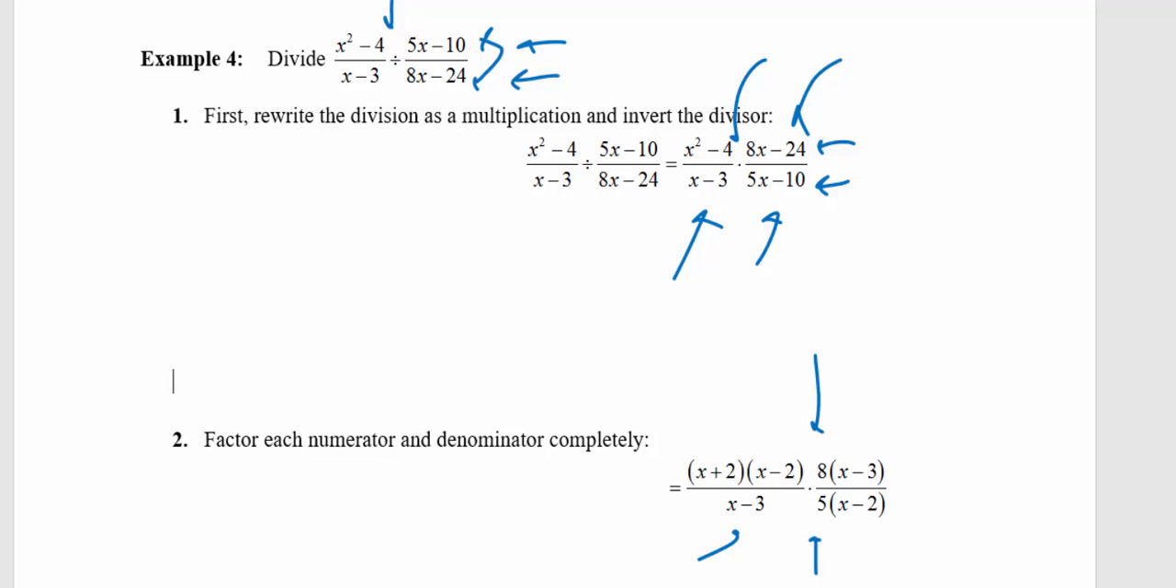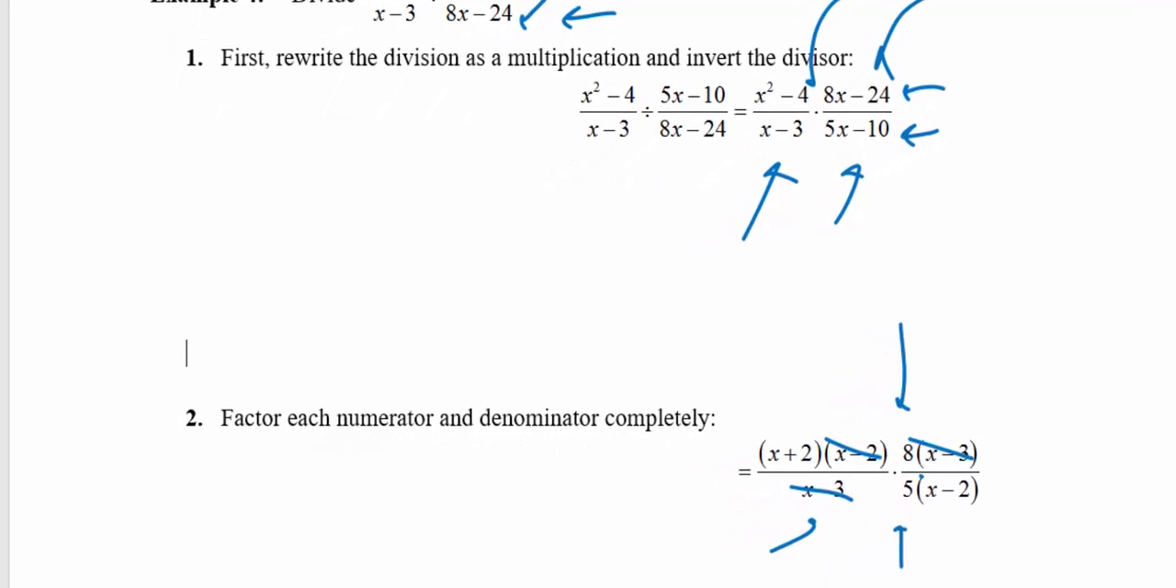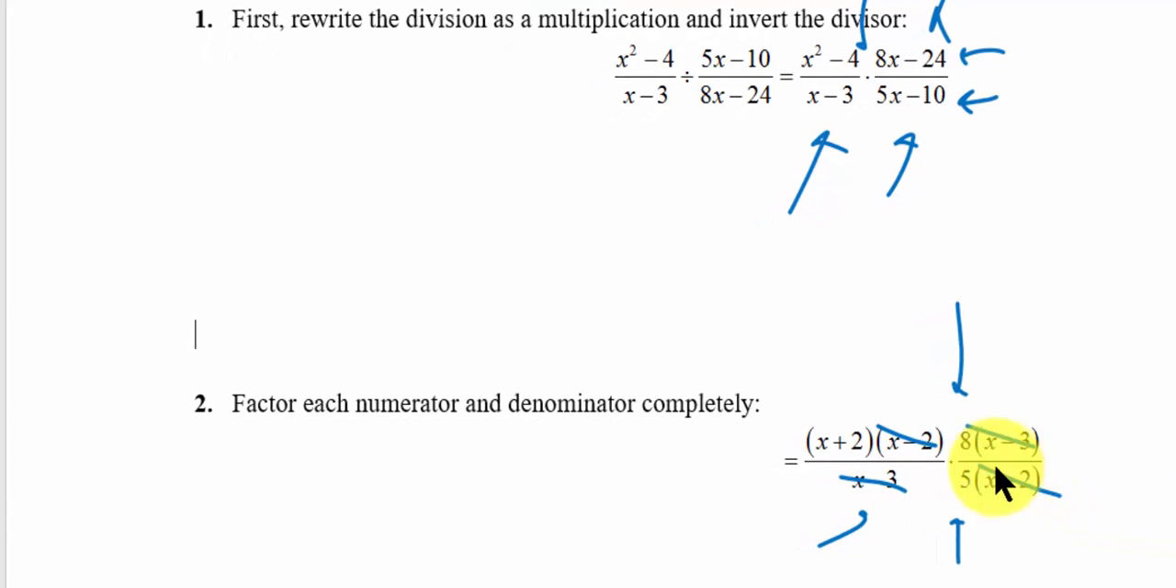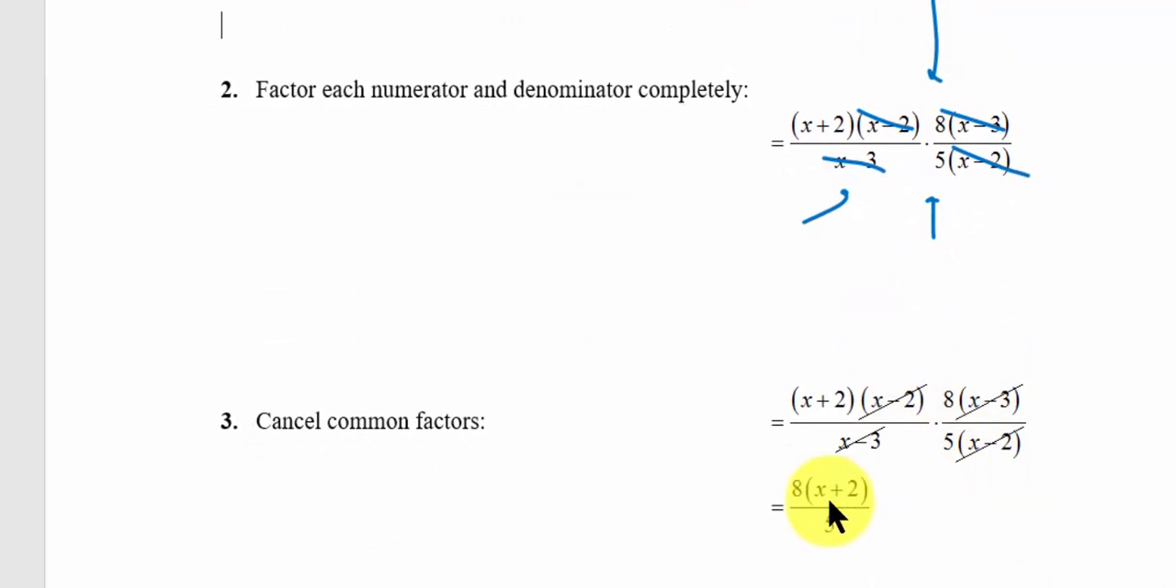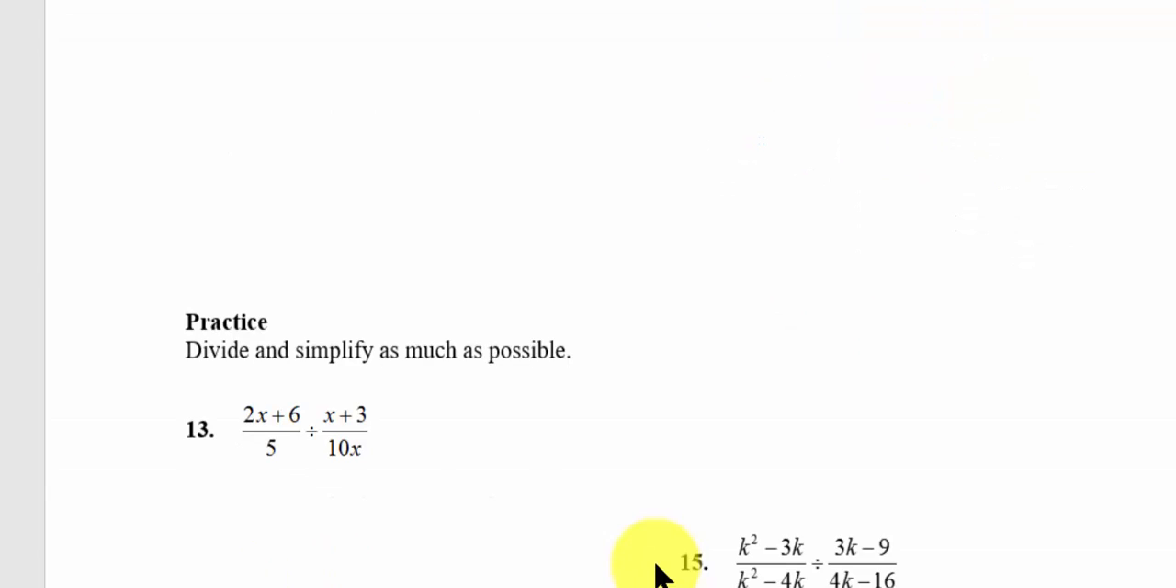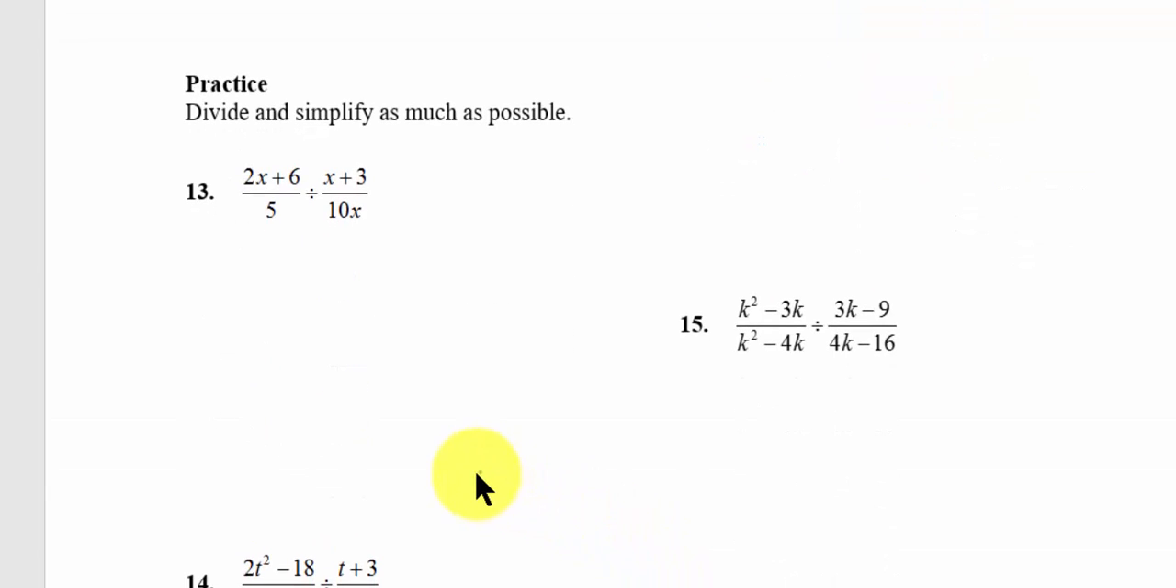Now, the great thing is we can cancel the x minus 3s and the x minus 2s, and you're going to be left with 8 times x plus 2 over 5. All right, so here's the work where we're canceling everything, and you're left with 8 times x plus 2 over 5. So let's practice right away. Let's practice some problems.